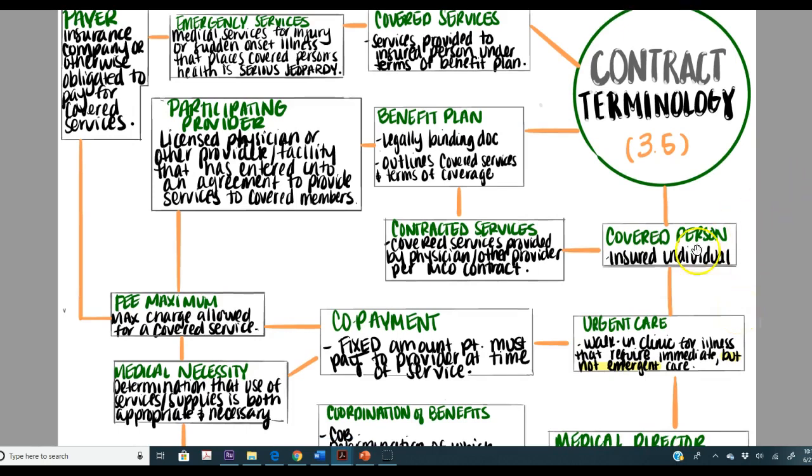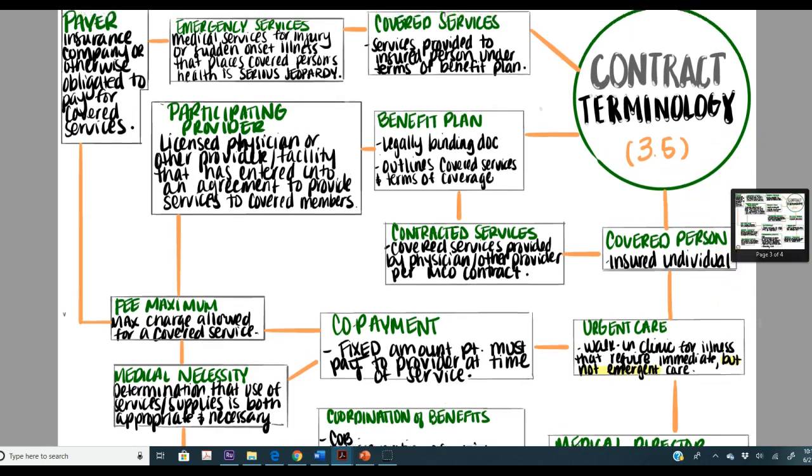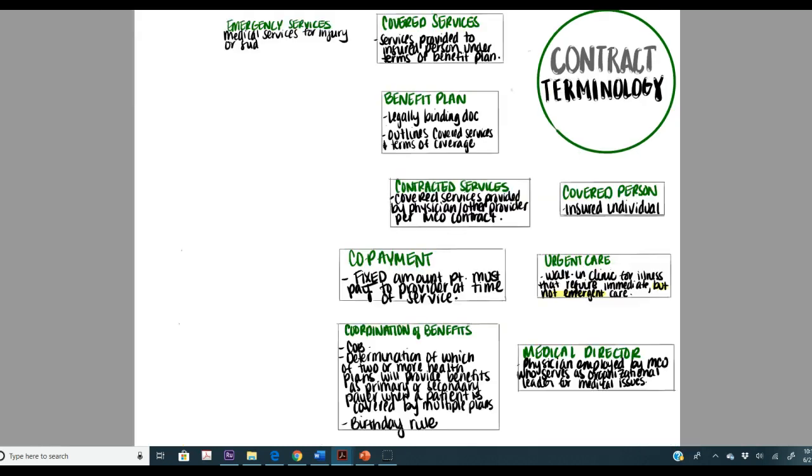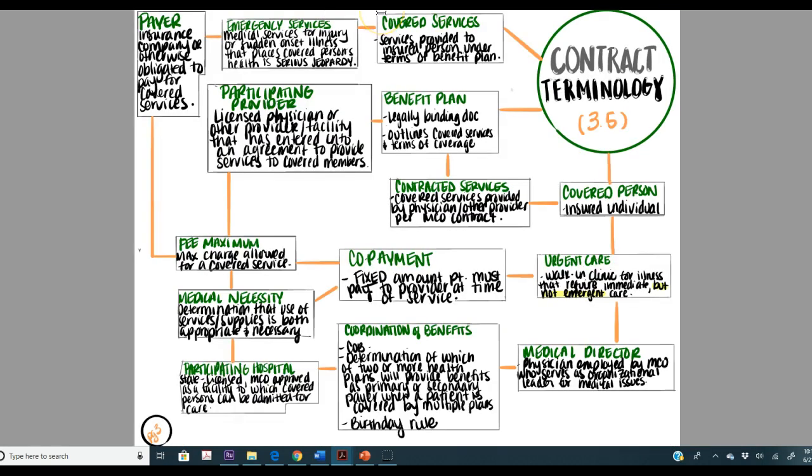All right, so page 3 has a whole bunch of contract terminology on it. You can read through all of these. I think there's a whole section. It's Learning Objective 3.5 in your textbook. You need to know all of these. The payer, the emergency services, participating provider, covered services, benefit plan, contracted services, covered person, urgent care.